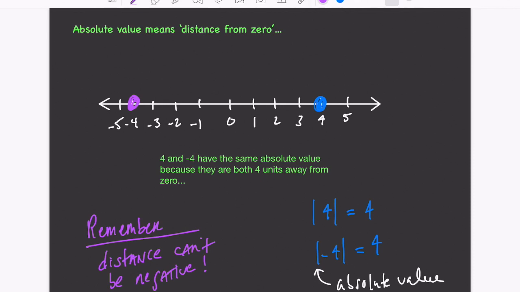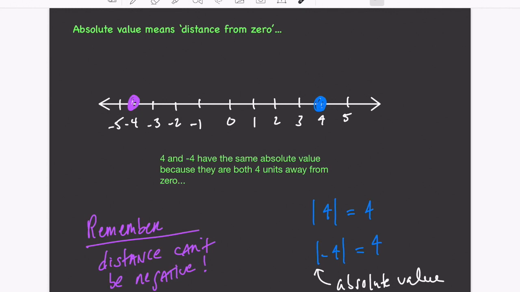Today's lesson is on absolute value equations. And earlier in the year, we talked about how absolute value means distance from zero. And the key idea here is that distance can't be negative. You can't walk negative 2 blocks to school or ride your bike negative 2 miles to school, right?